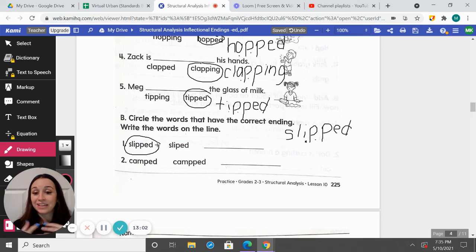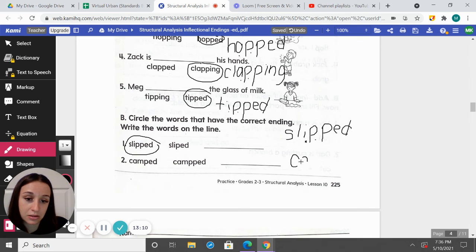Let's look at number 2. We have camped. Camped. Let's write it. Now, get your finger. I want you to look at this one carefully. Look at the ending. I want you to get your finger and circle which one do you think it is.